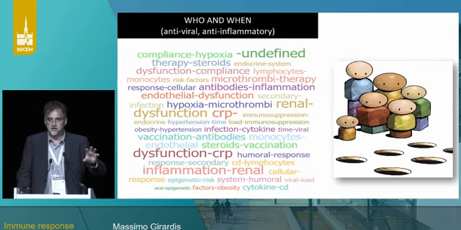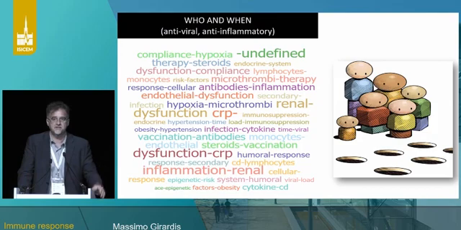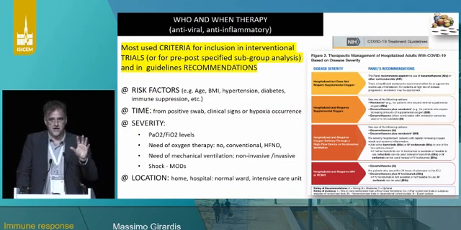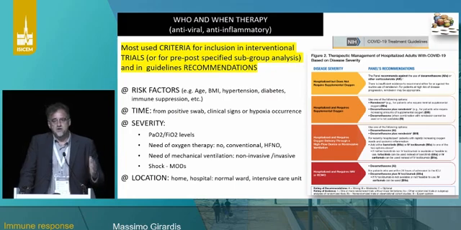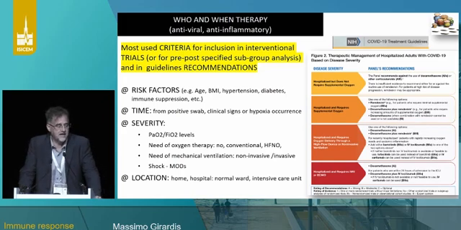I tried to put in this cloud of words the indications, using the guidelines, for when and in which patient we have to use, for example, antiviral or anti-inflammatory therapy. It's just very confusing. And in fact, when we look at the most used criteria for randomized controlled trials, I know it's quite important during pandemics to be very pragmatic, but the most used criteria for inclusion in the randomized controlled trial or subgroup analysis and then in evidence-based guidelines are risk factors of the patient.